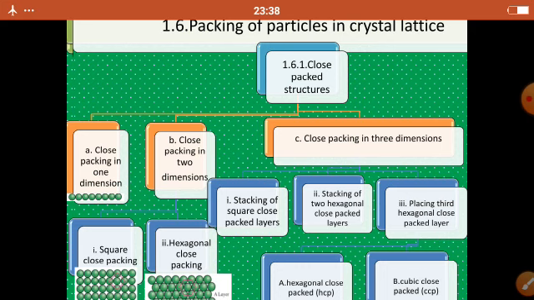Now if we compare square close packing in two dimensions and hexagonal close packing in two dimensions, and compare the void space, the empty space, we find that in square close packing it is like a diamond shape, and in hexagonal close packing it is very small, looking like a triangle.